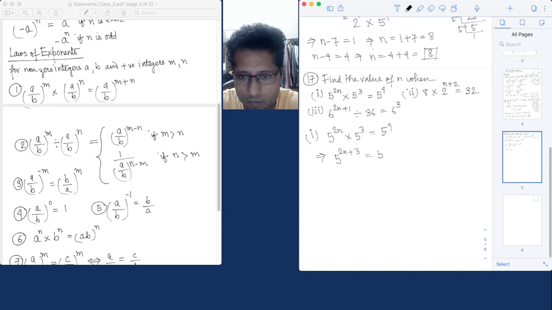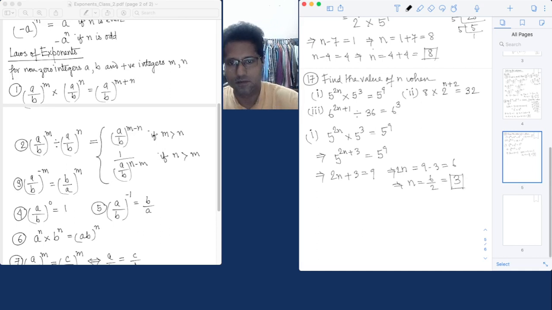equals 5 to the power 9. Now this implies that the bases are same, so the powers should be same. 2n plus 3 equals 9. This implies 2n equals 9 minus 3 equals 6. This implies n equals 6 by 2 equals 3. So n is 3.